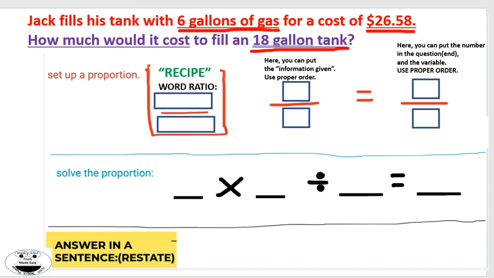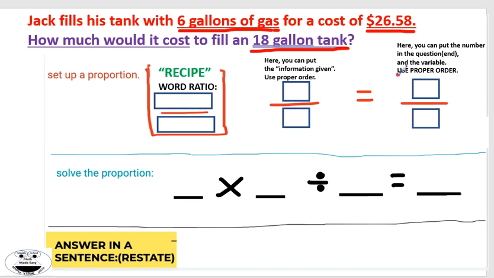What we want to do here is set up a proportion, which is 2 equal ratios. 3 of these boxes are going to be numbers, and 1 will be an unknown, a variable. We're going to use a letter to represent what we don't know. Or you can use a question mark, but by now in grade 7 or whatever grade you're doing this, you would usually be using a variable.